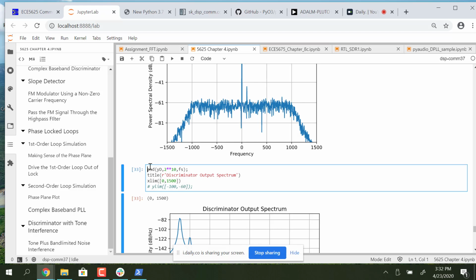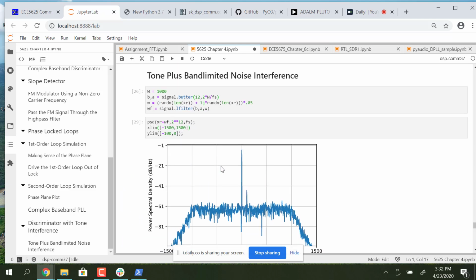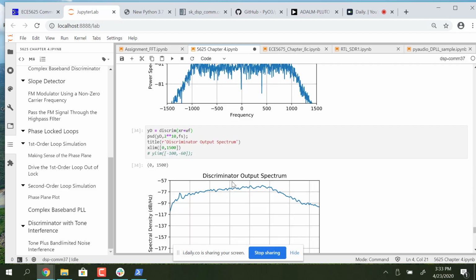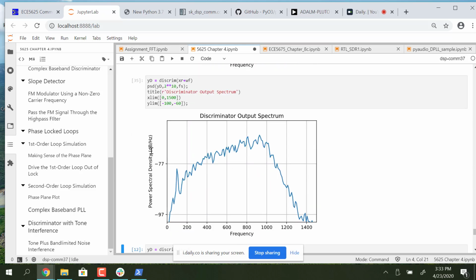I believe what I need to have up here is running the discriminator on not XR, but on XR plus WF. So it's the combination of the noise and the received signal. Okay, I think that's what I wanted to have. I'm going to get rid of this, rescale this.